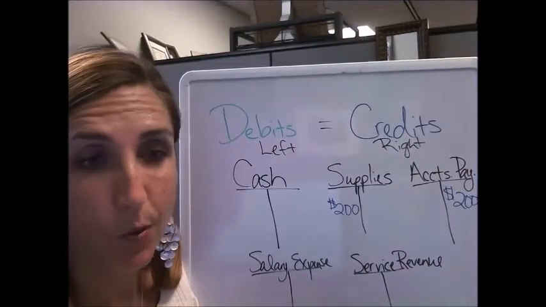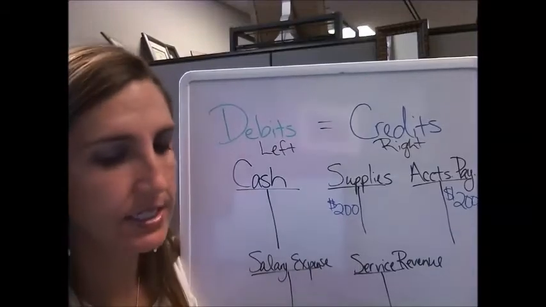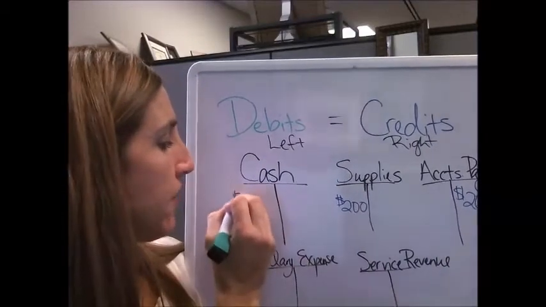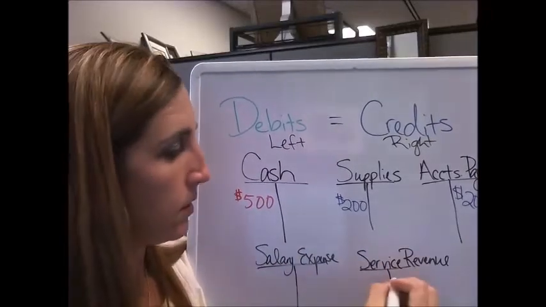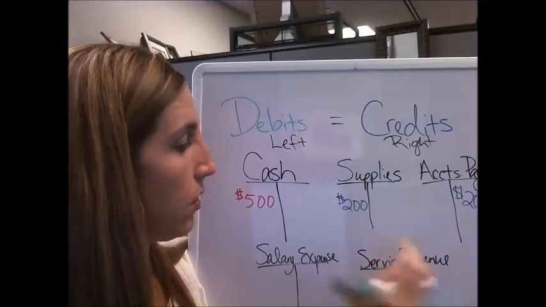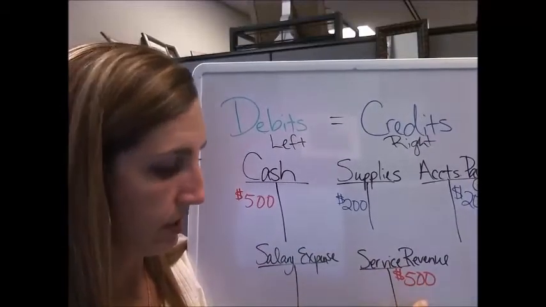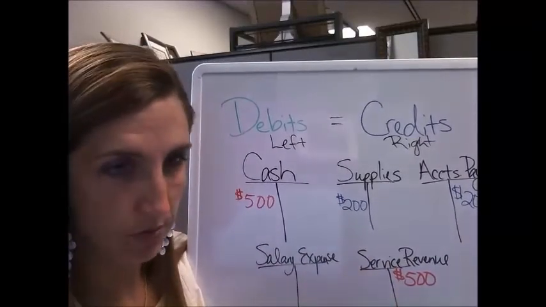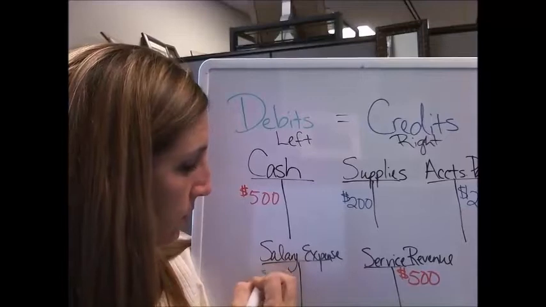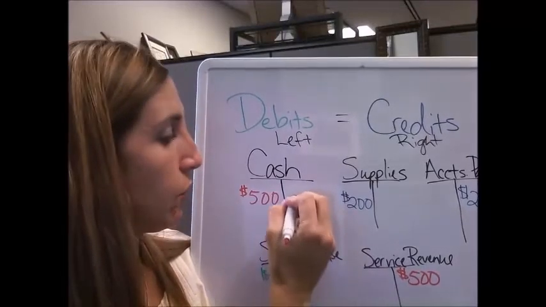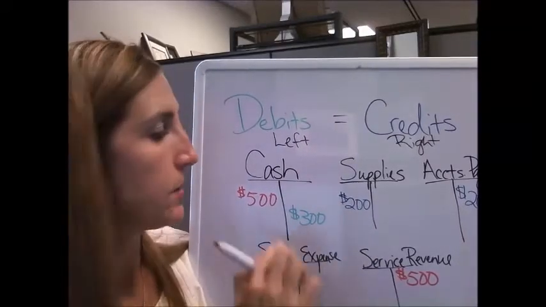So all of the debits go on the left of the T, and all of the credits go on the right of the T. If I said to debit the cash account for $500, and I said to credit your revenue account, you would have a $500 debit on the left of the cash account, and you would have a $500 credit on the right of the service revenue account. If we said to debit your salary expense for $300 and credit your cash for $300, you have an entry on the left of a T account and an entry on the right.